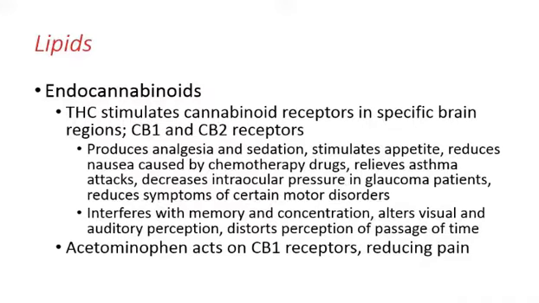It also, though, interferes with memory and concentration. It alters visual and auditory perception and distorts perception of the passage of time. And in some people, it can be associated with the development of a psychotic episode. Even the first use of marijuana, for example, can produce a psychotic episode in some people. Acetaminophen in particular, or Tylenol, acts on CB1 receptors, and it's partially through that mechanism that it reduces pain.